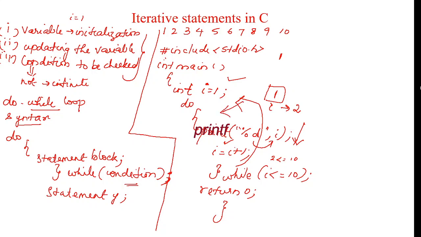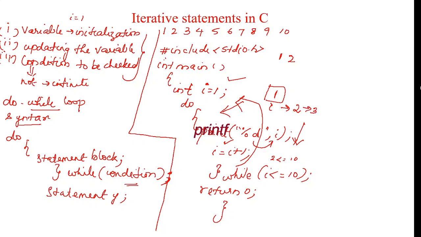What is your loop? Print. Again it will print the value of I. So 2 will now be printed, right? What is the next step? It will increment, right? Now the current value of I is equal to 2. So what will be your value? I is equal to I plus 1. So 2 plus 1, now I will become 3.